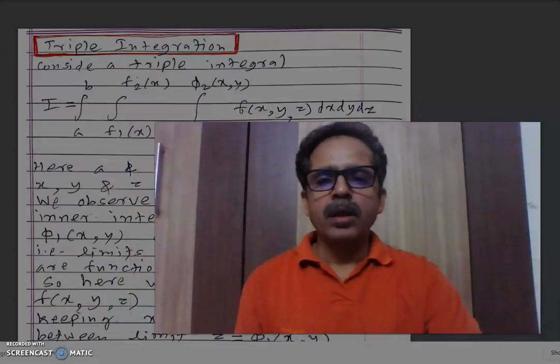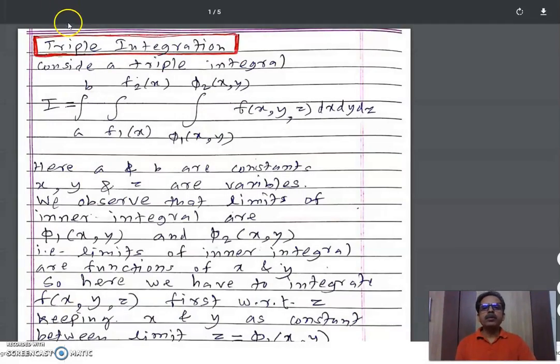Triple integration. So triple integration involves three variables. Let's consider a triple integration. We have three integral symbols, with a function of x, y and z. That is, it is a function of three variables x, y and z, and we have differentials dx, dy and dz. Here the variables are x, y and z, and we have three integral symbols.